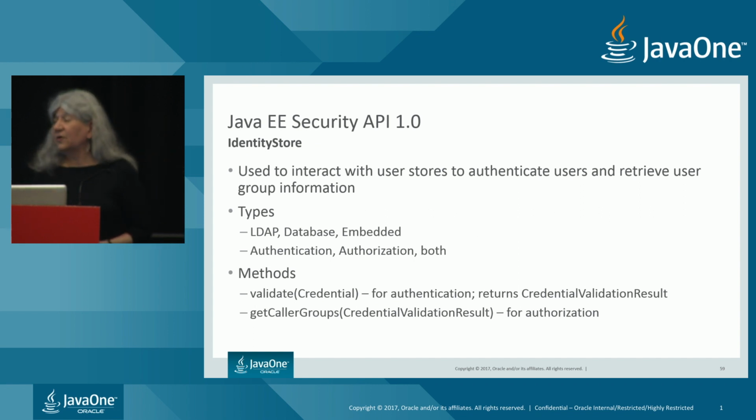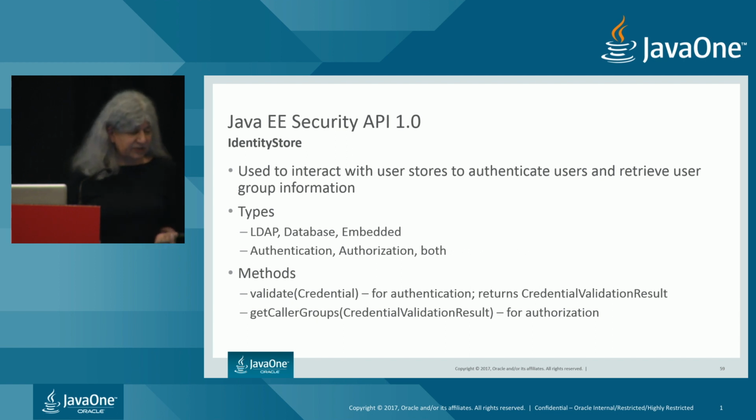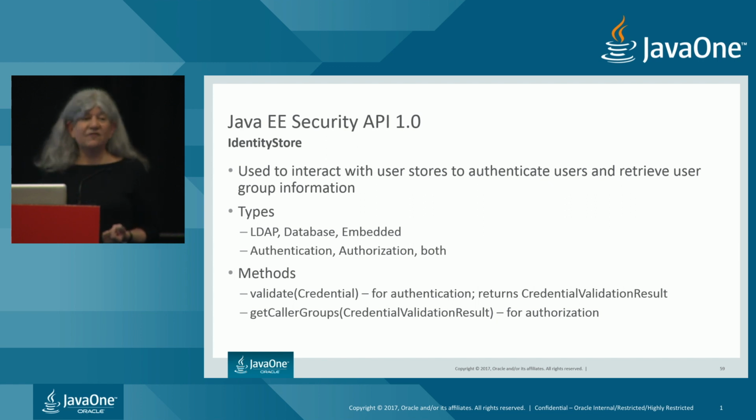Which is used to interact with the stores that have user information, both for authenticating and retrieving information like user group information. The security API spec identifies a number of types of identity stores. I believe these are extensible. So LDAP, database, and there used to be embedded. I'm not sure whether that got pulled or not in the final release. You can find out more in the security talk that's later in the conference. But this is used for authentication or authorization or both.